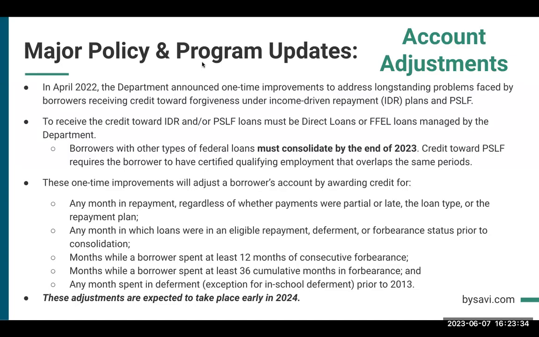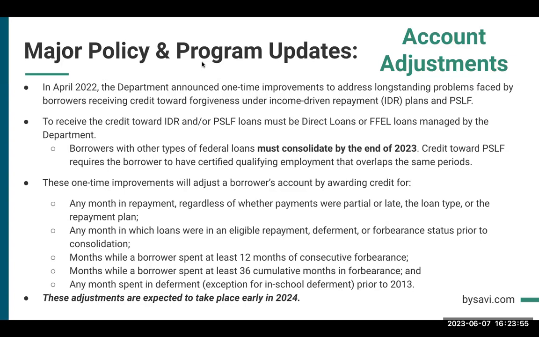So these adjustments will be done automatically. And basically what will happen is the Department of Education is going to go back at all of your repayment history and give you credit for certain periods of repayment. In order to be included in these adjustments, though, you do need to have direct or FFEL loans that are managed by the Department of Education.